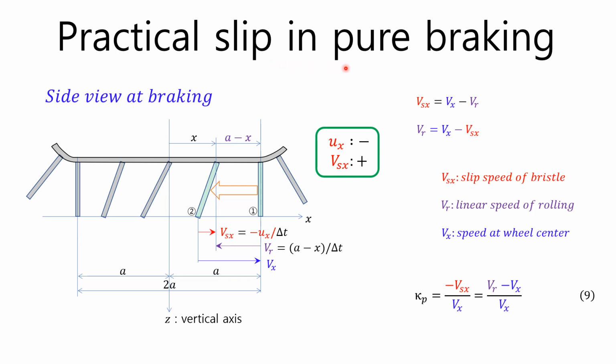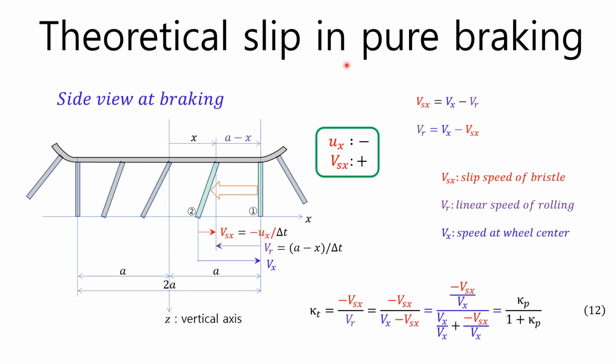The practical slip during pure braking can be expressed as shown in this figure. During braking, since the slip displacement Ux itself is negative, the slip speed Vsx is positive. Therefore, the practical slip kappa p during braking has a negative value. The practical slip can be expressed as equation 9 on the base of wheel center speed Vx. When the wheels are locked due to extreme braking, it can be seen from equation 9 that Vr is 0 and Vx has a non-zero value. So the practical slip is -1.